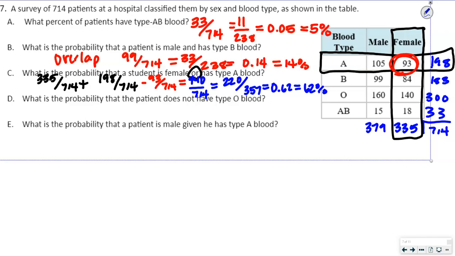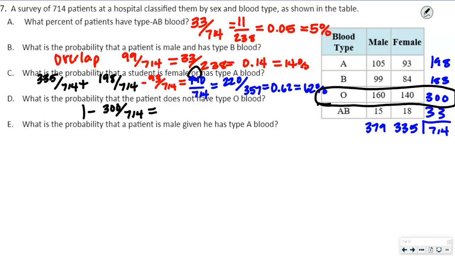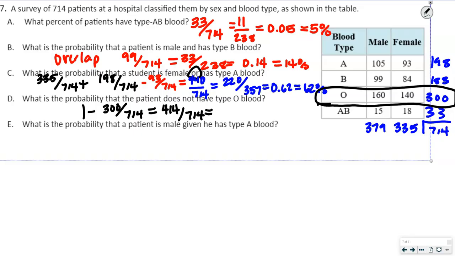The next one says, what is the probability that the patient does not have type O blood? Now, I'm going to show you guys the easiest way to do this. The easiest way is to find all the people that do have type O blood, that's all these guys right here, and subtract them from 1. So we're going to do 1 minus our 300 over 714. That's the easiest way to do this, guys. Then we don't have to add up all those other numbers. So that's going to give us 414 over 714. If we reduce that, we get 69 over 119, and that's equal to 0.58, which is 58%.